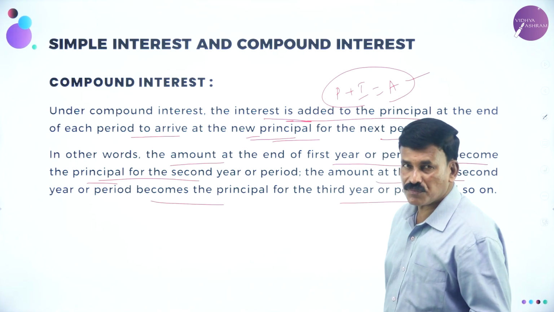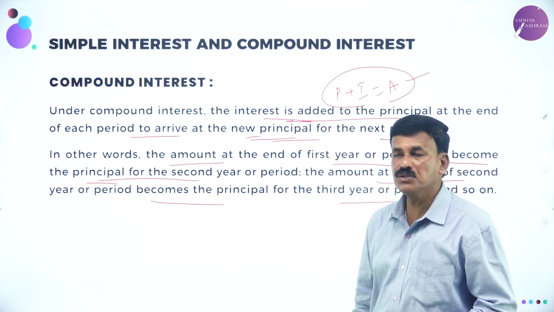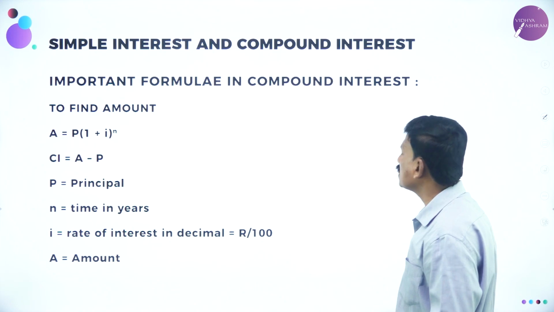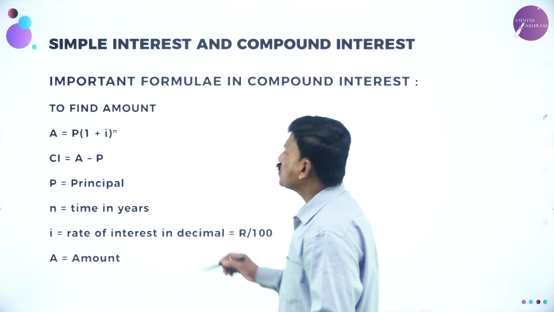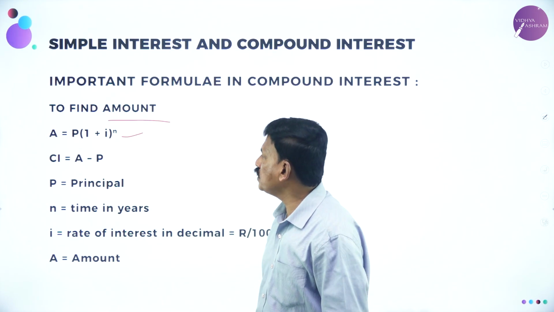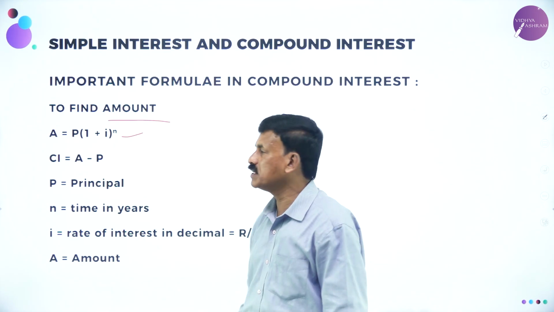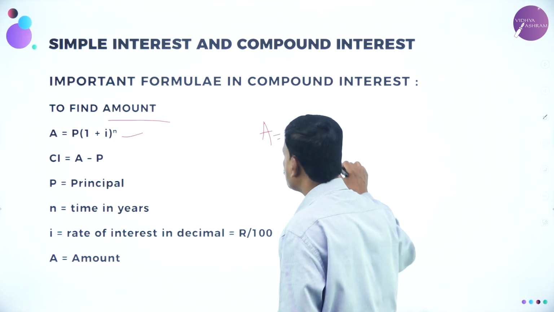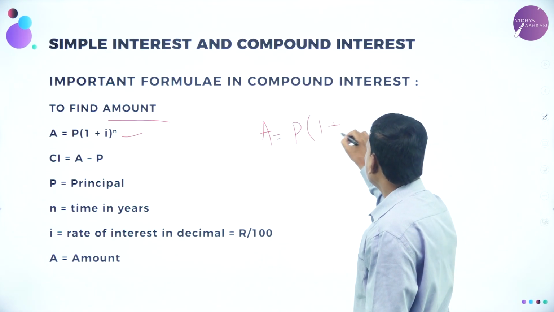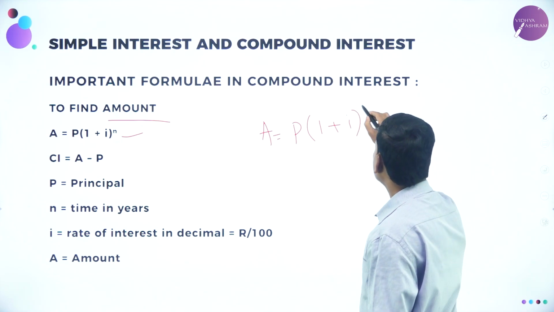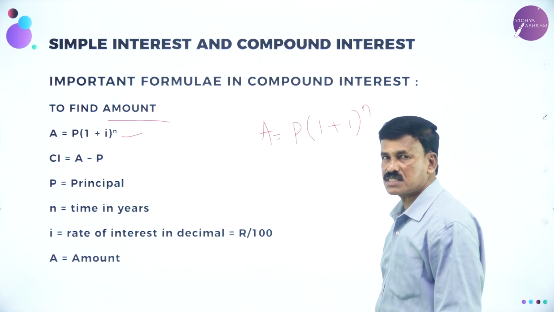Let us come to the formula. What is the formula we are going to use to find the compound interest? Now, important formulas in compound interest. To find the amount, we are going to use the formula A is equal to P into (1 plus I) to the power of N. The amount A is calculated using A is equal to P, the principal, into (1 plus I), where I is the rate of interest, to the power of N. N is the number of years, the time taken.